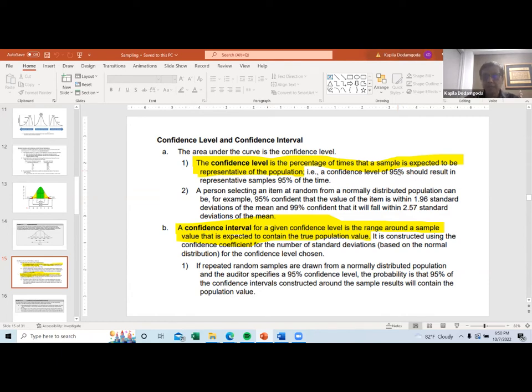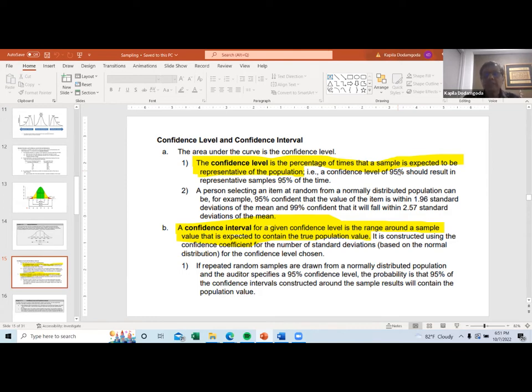Because when we take a sample from the population, unless we take a representative sample, there's always a chance that it may not be representative. With a large population, you take a small number of items as a sample, and when we calculate a value, there is some chance that it may not be representative. So a 95% confidence level means there's a 95% chance that the sample is representative.